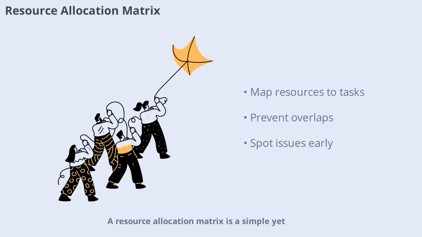Resource allocation matrix is a simple yet effective tool for mapping resources to project tasks. It provides a clear overview of who is responsible for what, helping to prevent overlaps and gaps. By regularly updating the matrix, you can quickly spot issues and make adjustments. This tool is especially useful for large projects with many moving parts.